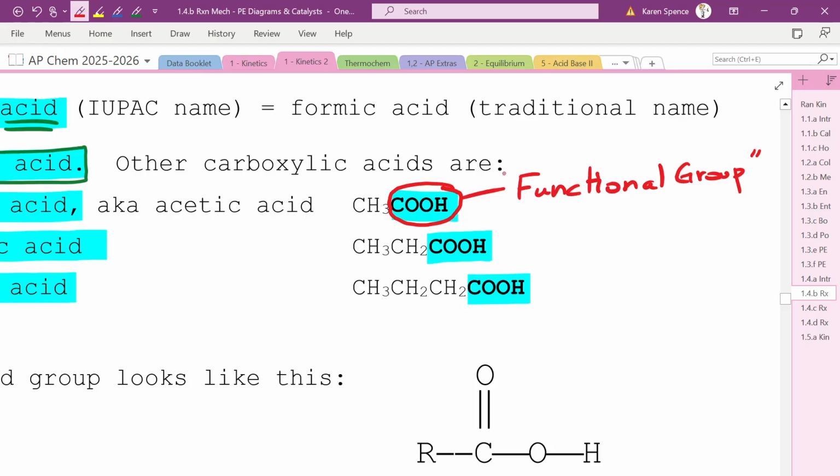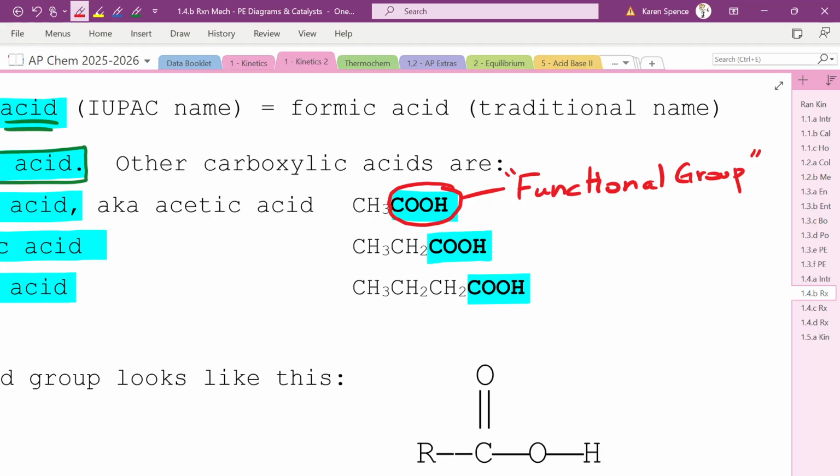And it's something that replaces hydrogens somewhere on a carbon chain, okay? And every functional group has characteristics that make it what it is. So all carboxylic acids, for example, are acids. Shocking, yes?